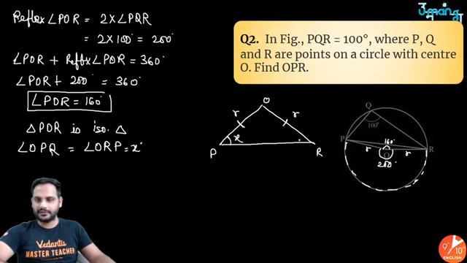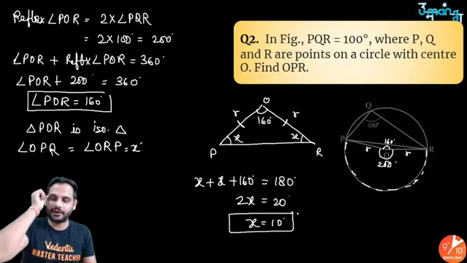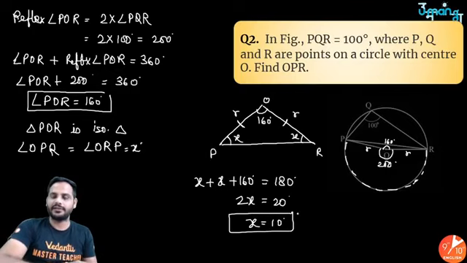This is x, and this is 160 degrees. Use the angle sum property. So x plus x plus 160 degrees is equal to 180 degrees. 2x is equal to 20, x is equal to 10 degrees. X is equal to what? 10 degrees. So this is how this question can be solved.